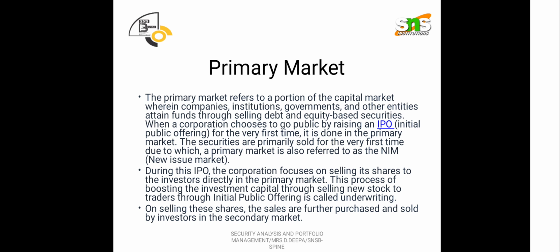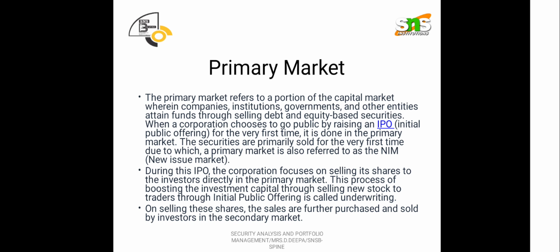So what happens usually in this IPO is that the corporation focuses on selling its shares. Yes, they want to sell their shares. Investors have to buy. Investors directly come to the primary market and buy the shares. So why is this process happening? To raise the capital, investment capital. Both investors as well as the companies want this, and both their activities get satisfied. One party has to buy, another party has to sell.